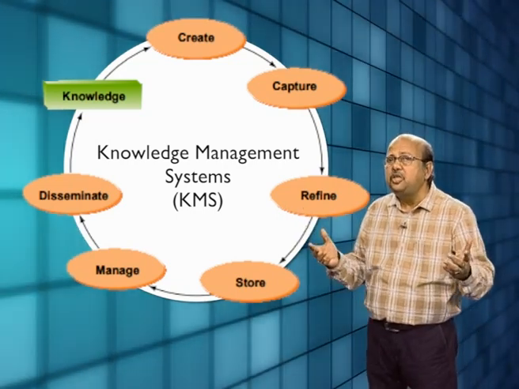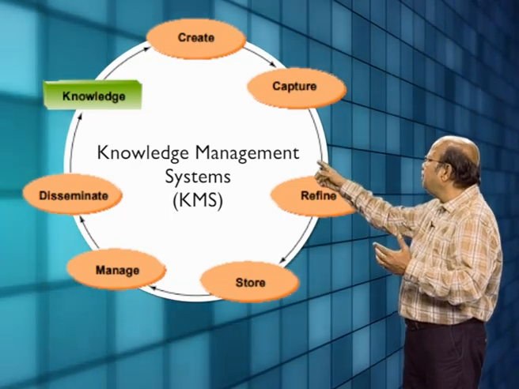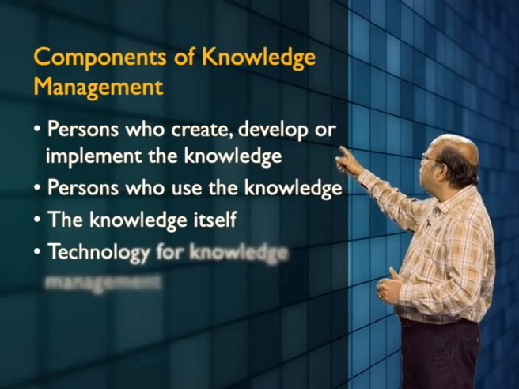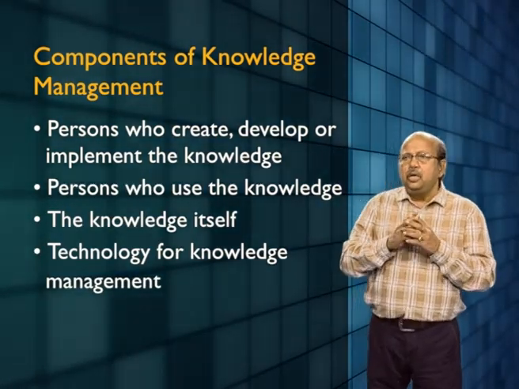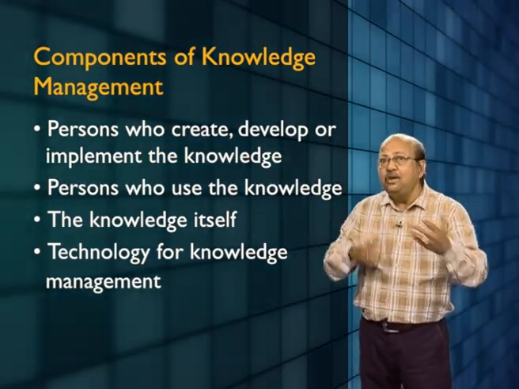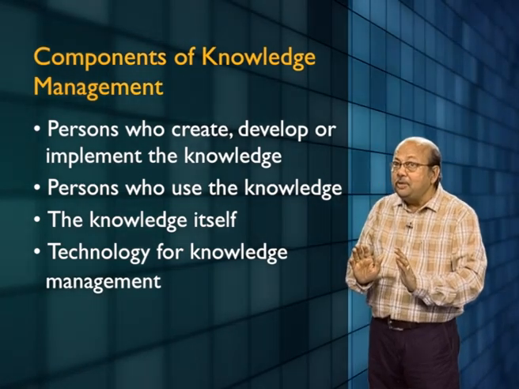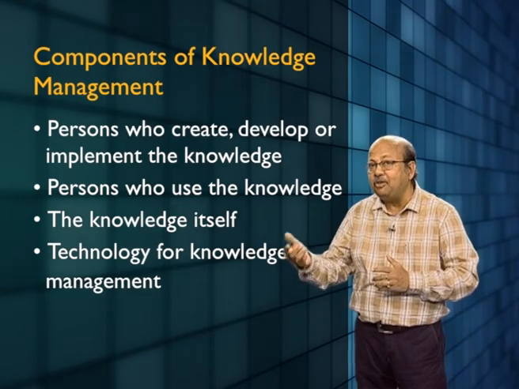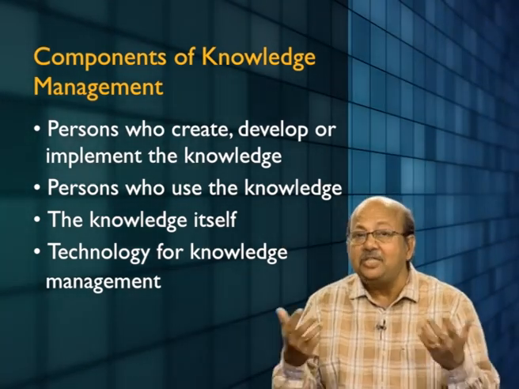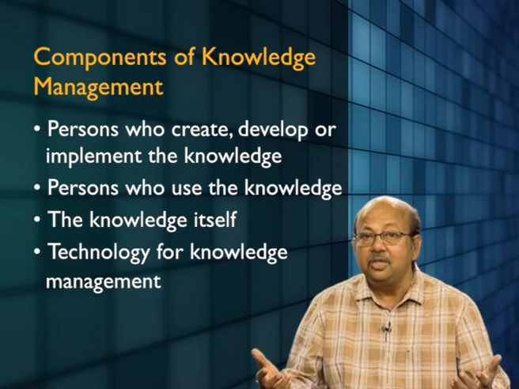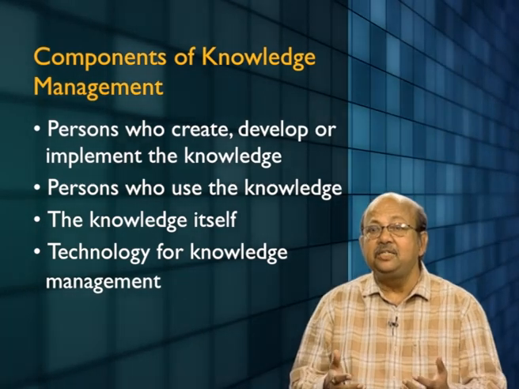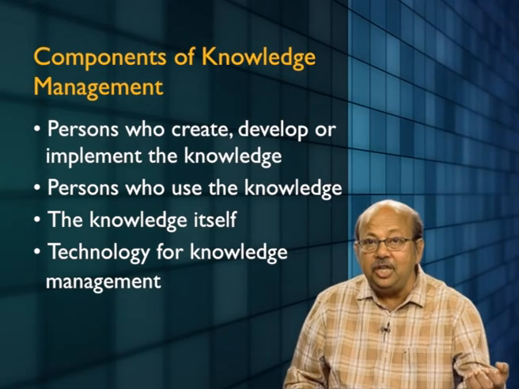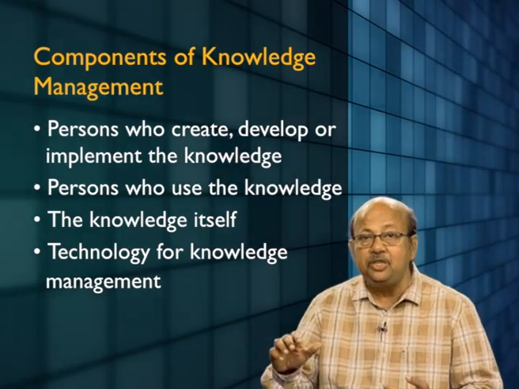What are the components of a knowledge management system? The different components are, first, persons who create and who use. There are some people who are going to create the knowledge, and some people who are going to use the knowledge. Second, the knowledge itself. What is knowledge? And third is the technology, used to create the knowledge, use the knowledge or disseminate the knowledge.